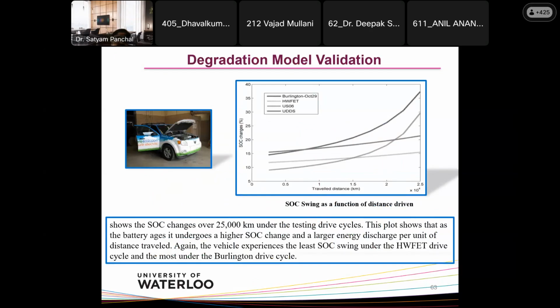And then again, the degradation model validation. Here you can see HWFET, UDDS, state of charge versus trip distance. So SOC is shown over 25,000 kilometers of testing drive cycle, and this plot shows that as the battery ages, it undergoes higher SOC change and larger energy discharge per unit of distance traveled. Again, the vehicle experiences the least SOC swing under the HWFET cycle and the most under the Burlington drive cycle. So we used this model for several drive cycles also.